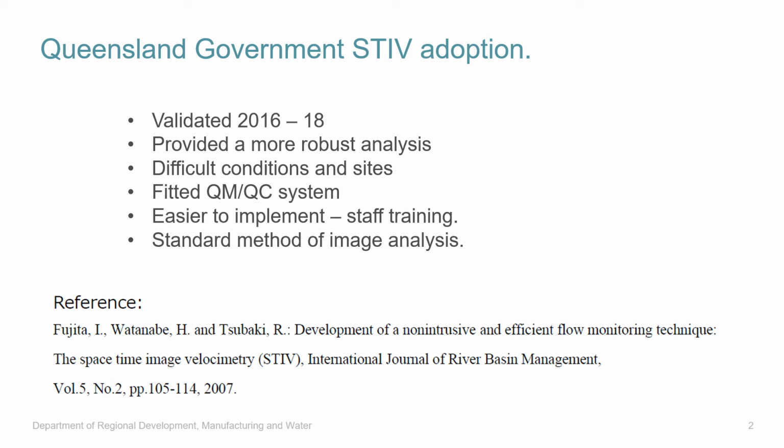Now, it does get a little bit confusing in terms of terminology because a lot of acronyms contain the IV part of things. But the main difference between STIV and other types of image velocimetry, or LSPIV, is that it doesn't use a cross-correlation methodology. So it uses a completely separate system to calculate the surface velocities.